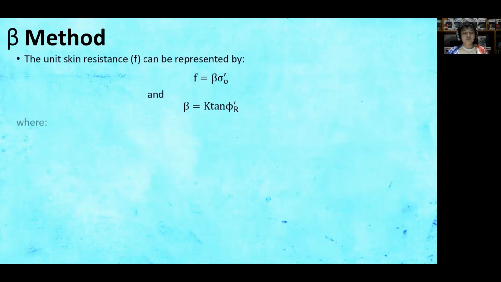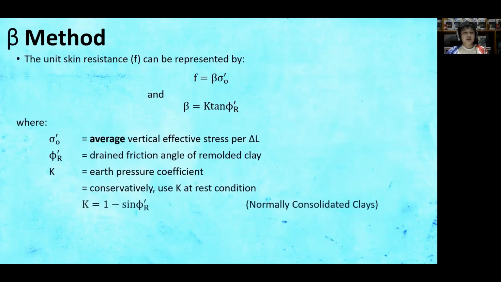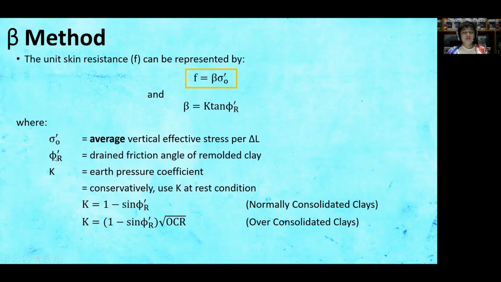For the last, which is the beta method, the unit skin resistance F can be represented by F equal to beta times sigma O prime, and beta is equal to K times tangent of phi prime sub R, wherein sigma O prime is the average vertical effective stress per segment length. Phi prime sub R is equal to the drained friction angle of the remolded clay. K, on the other hand, is the earth pressure coefficient. Conservatively, use K as the at rest condition.